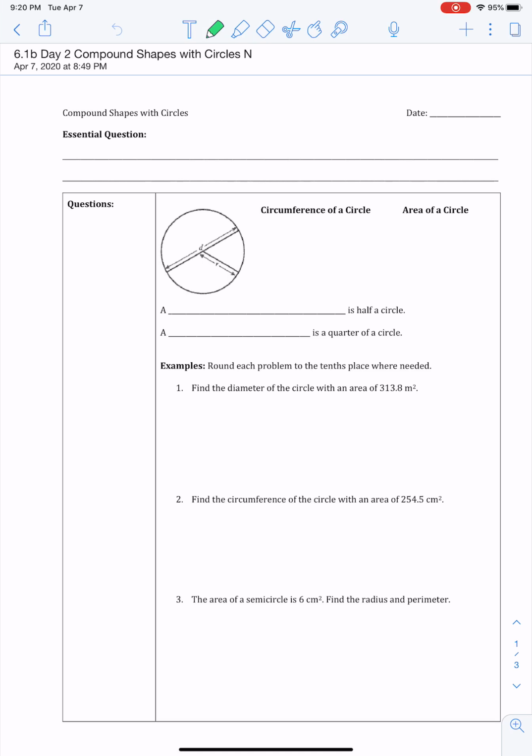So our question again, how do I find the area and perimeter of compound shapes with circles?